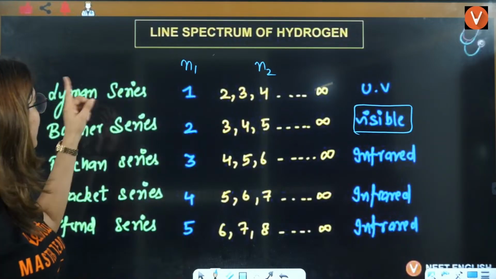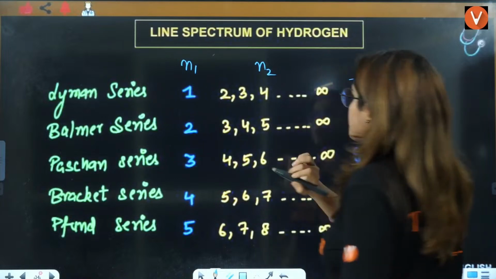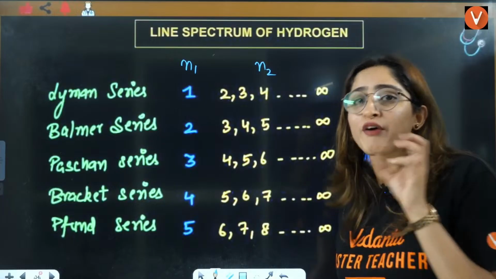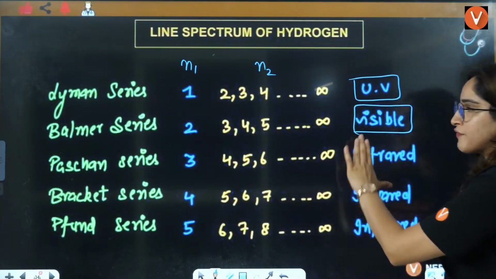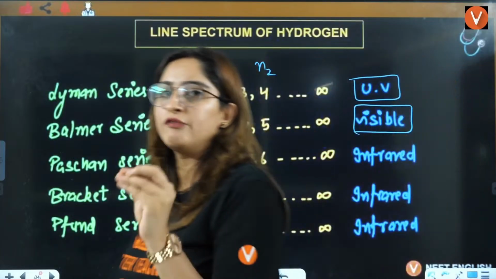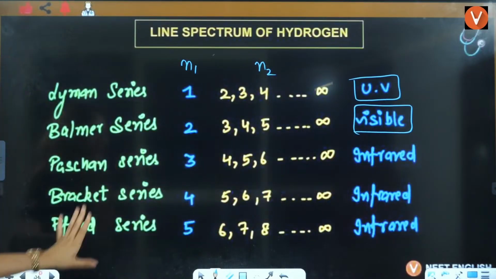Or they can say it belongs to the UV region. That means they are talking about Lyman series. Right? So, they have specified this thing. Infrared, they will not specify, because for infrared you have 3 series. That's why they will not confuse you with infrared. They will give you only UV or visible. Okay, they will not say infrared.